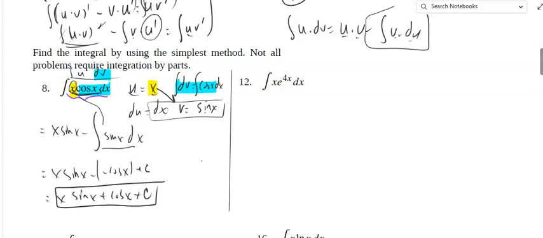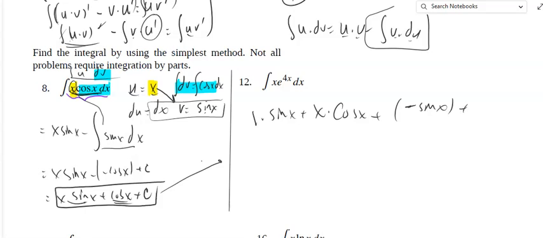Let's test it. If I take a derivative of this, here I have the product rule. That's 1 times sine of x plus x times the derivative of sine, which is cosine of x. And the derivative of cosine is negative the sine of x. And of course, the derivative of the constant is 0. Those two cancel out. And guess what I'm left with? Magic, right? Well, no, it's math.